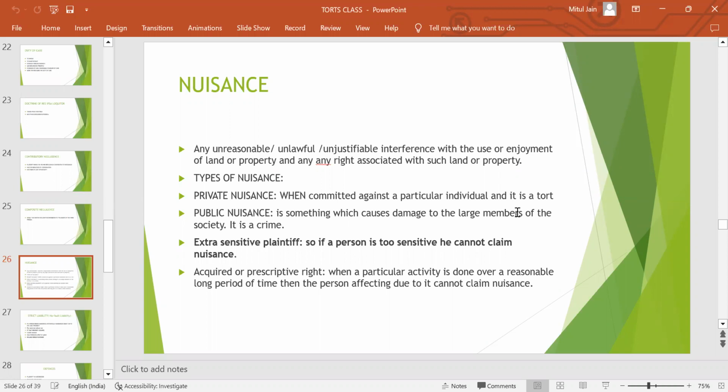Which basically means that when a person causes interference with the rights that are associated with the land, then it would be a case of nuisance. A simple case could be, for example, I'm playing loud music in my house at 12 in the night. So the person who lives next to my house is getting disturbed. This is nuisance. Yes or no?